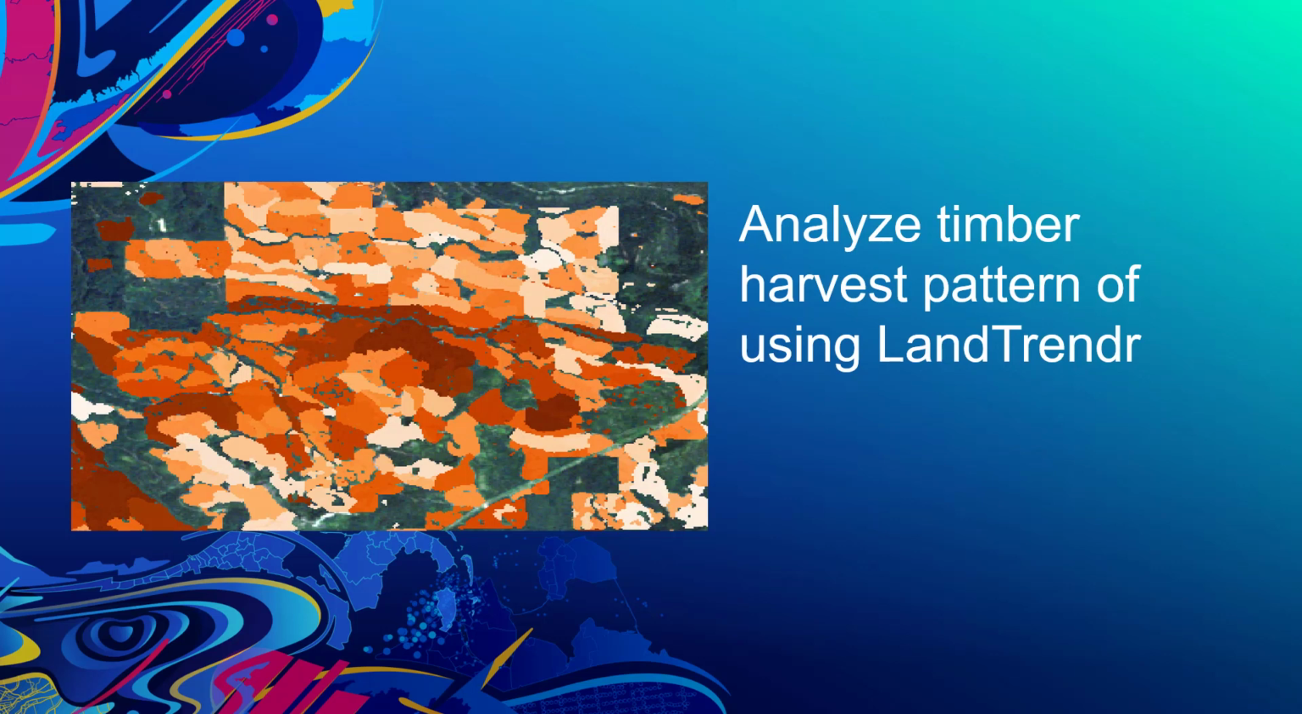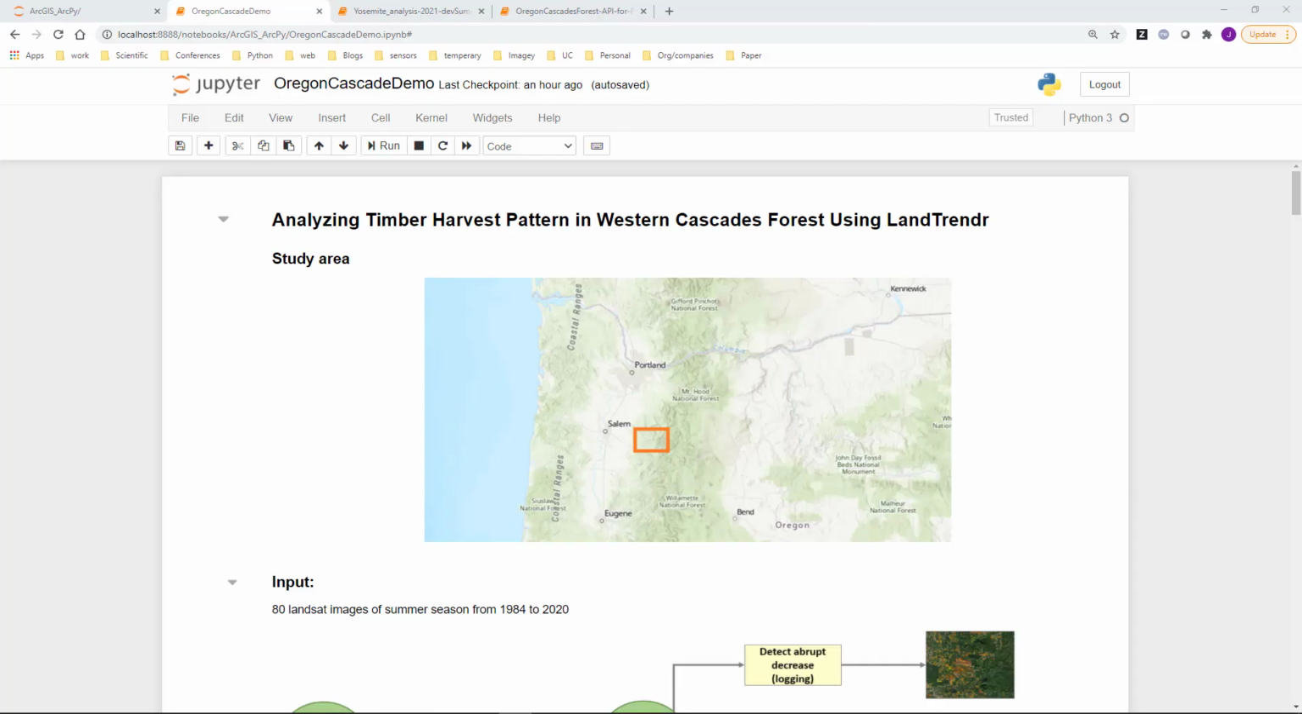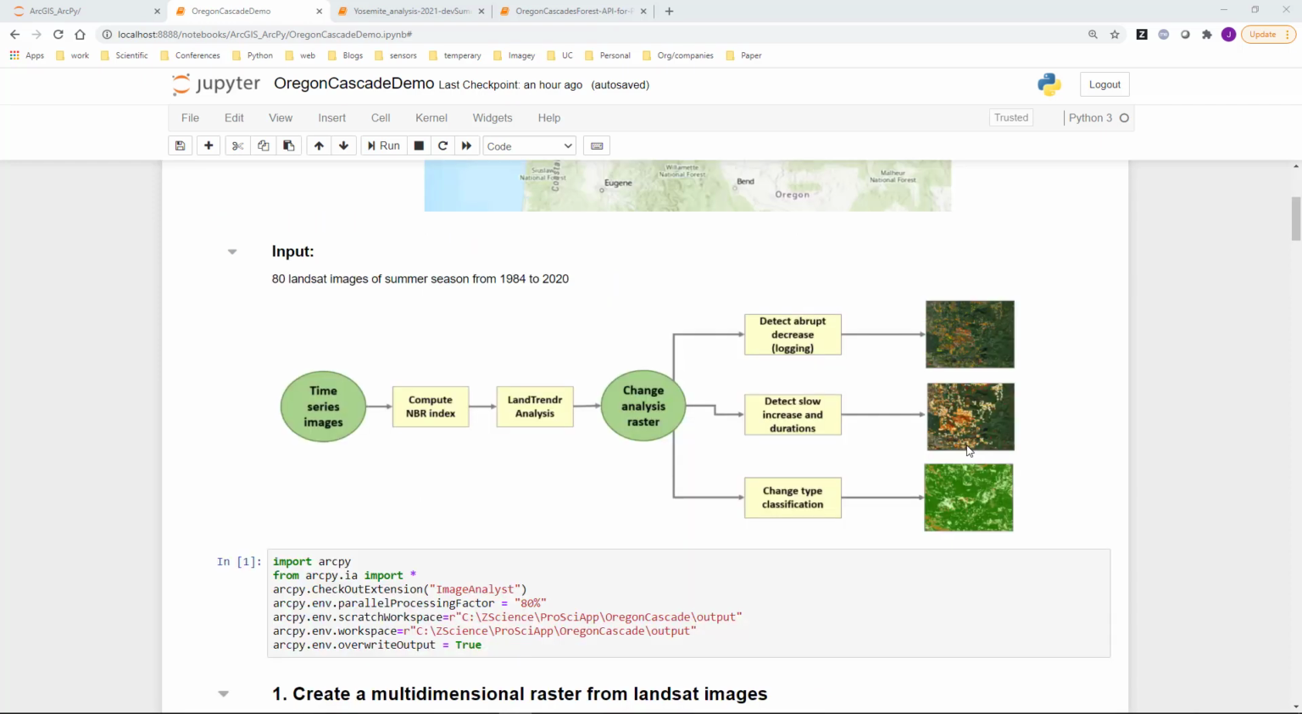In the second demo, we want to analyze timber harvest patterns using the LandTrendr algorithm. The study area is in the Western Cascades Forest, a large commercial timber production area in Oregon State. We want to understand the spatial and temporal patterns of the timber harvest over that area. The input time series data is Landsat imagery of summer season from 1984 to 2020.